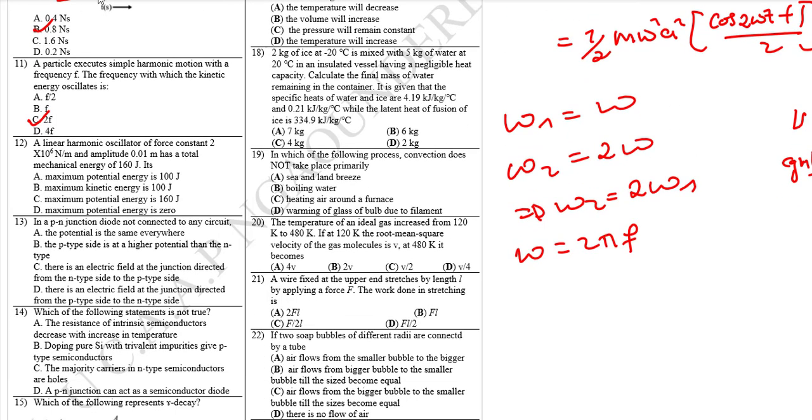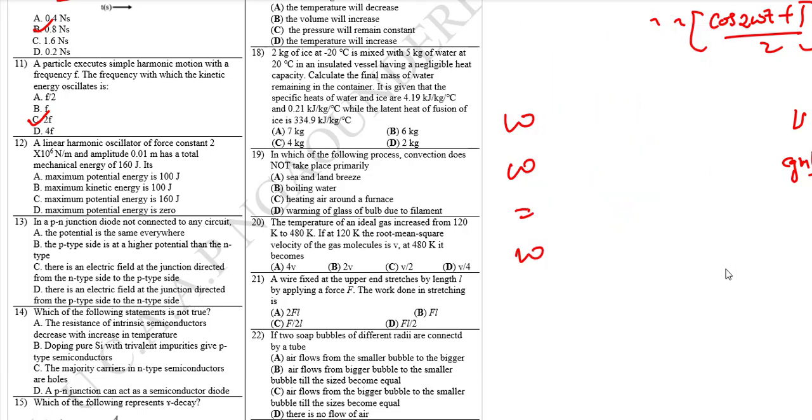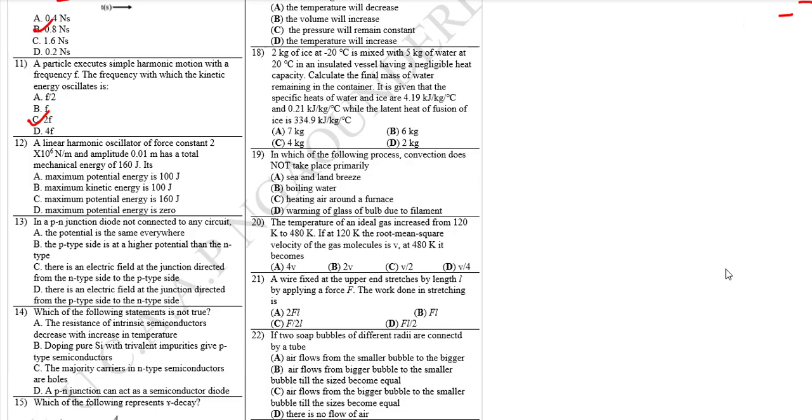Question number 12 says a linear harmonic oscillator of force constant 2 times 10 to the power 6 newton per meter and amplitude 0.01 has a total mechanical energy of 160 joules. Its A, maximum PE is 100, B, maximum KE is 100, C, maximum PE is 160, D, minimum potential energy is 0. So what do we have?